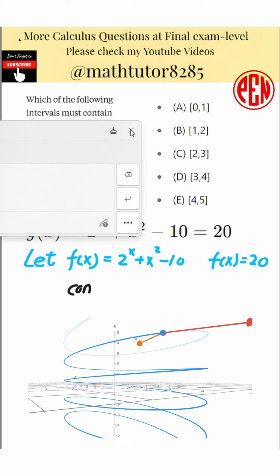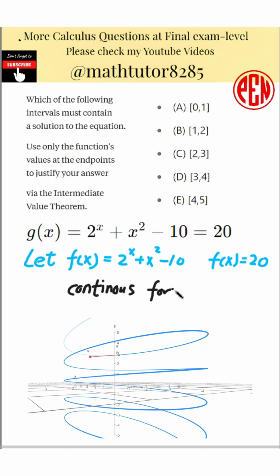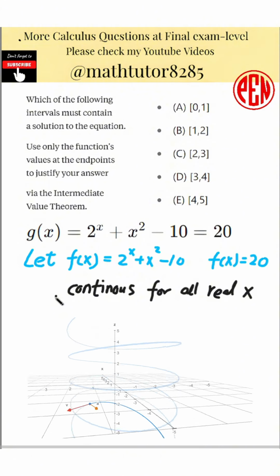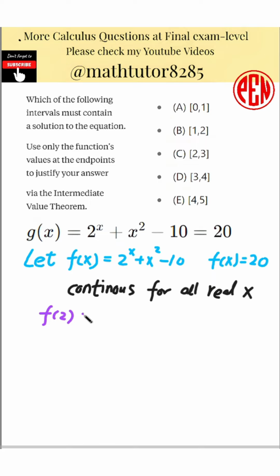First step is to check continuity. The function consists of an exponential part and a polynomial part, both of which are continuous for all real numbers. So we know that the intermediate value theorem can be applied. Next step is to evaluate the function at the endpoints of the interval from 2 to 3.